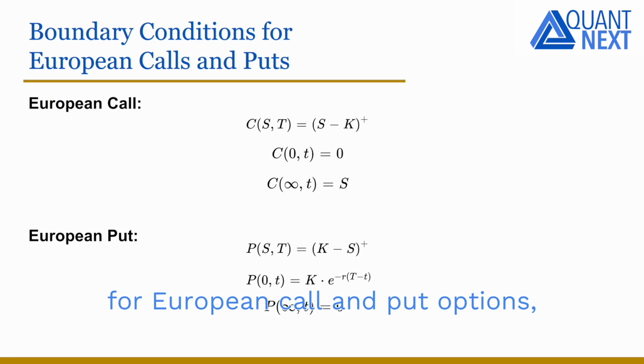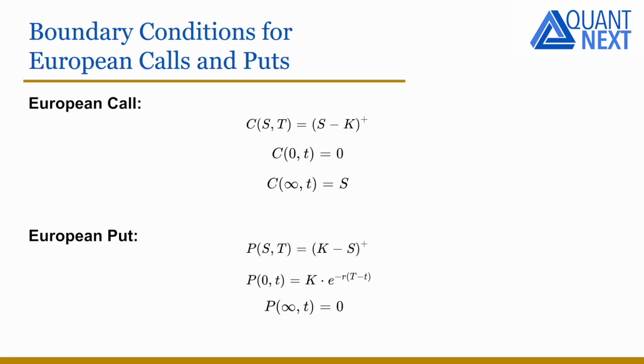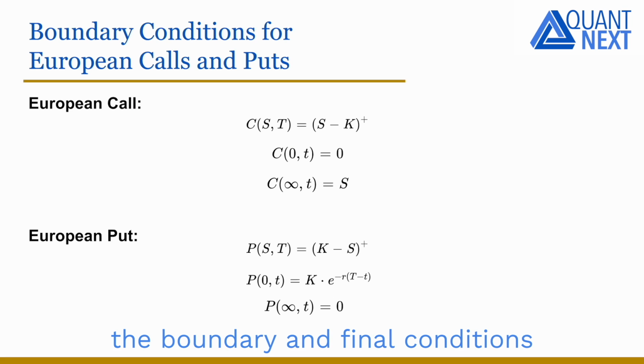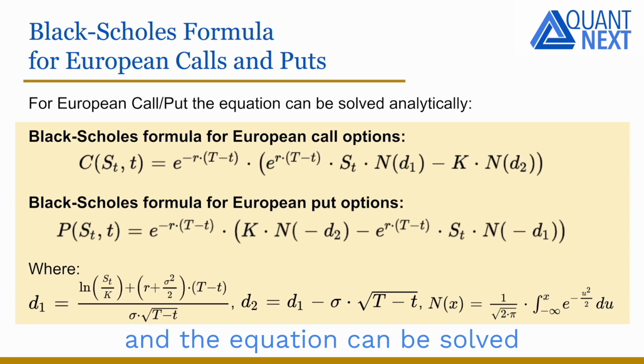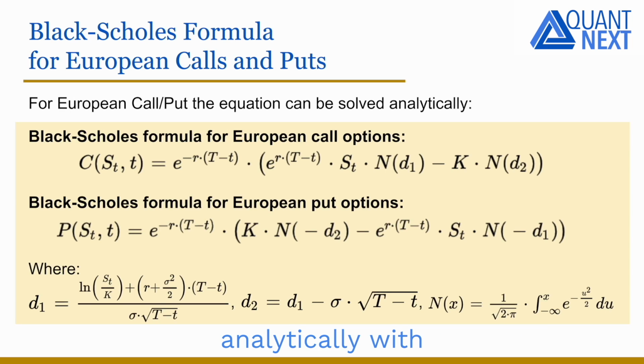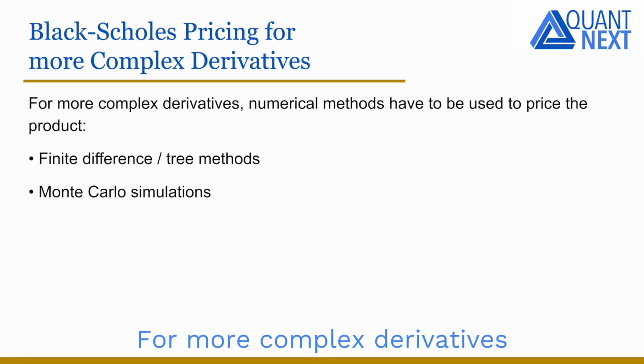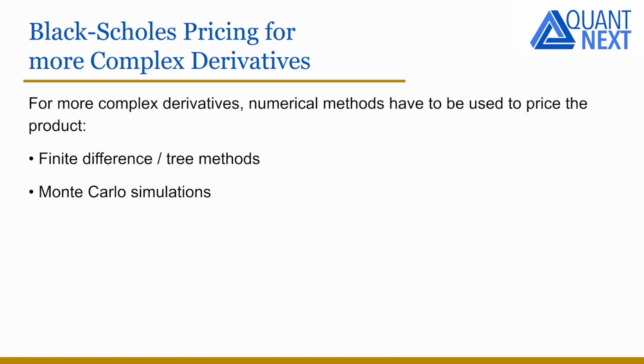For example, for European call and put options, the boundary and final conditions are determined by the payoff of the option. And the equation can be solved analytically with closed-form solutions. For more complex derivatives, numerical methods have to be used in order to price the products.